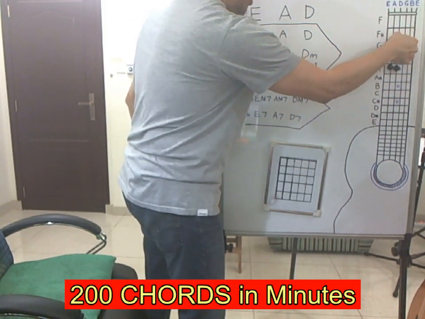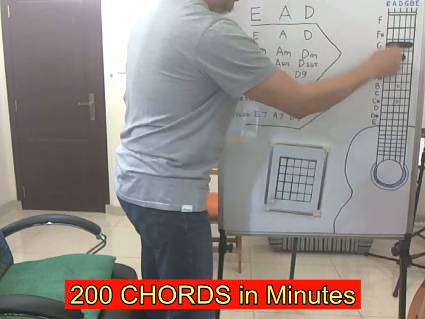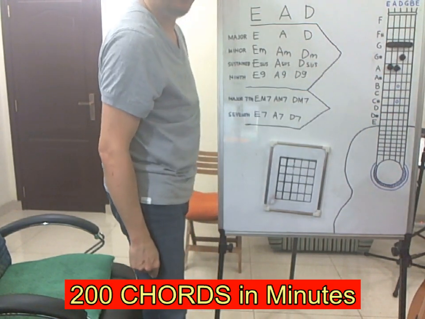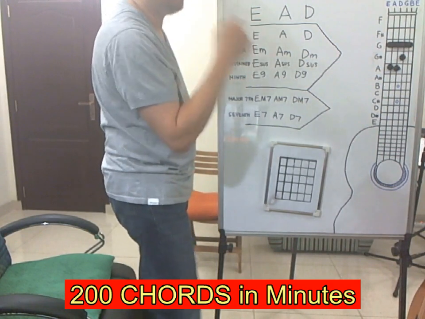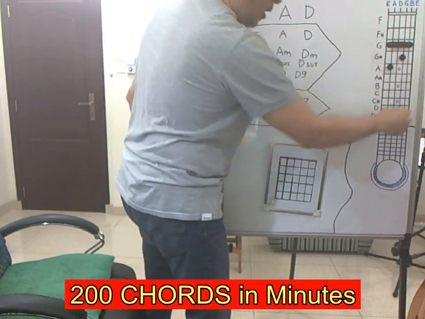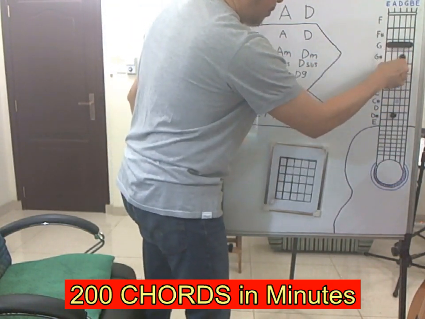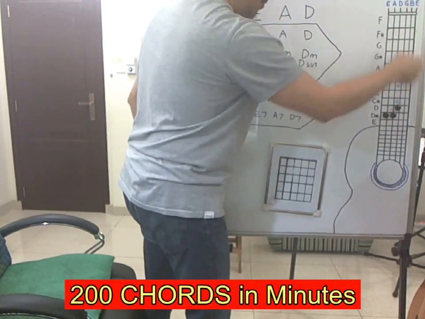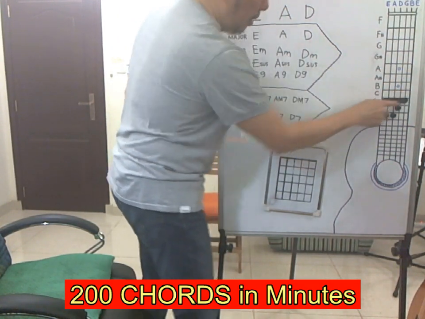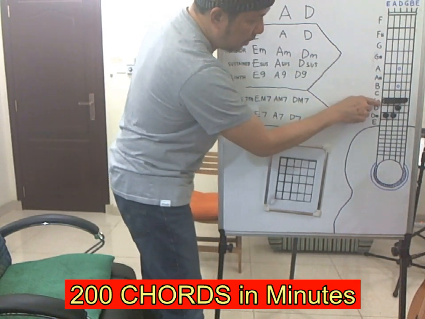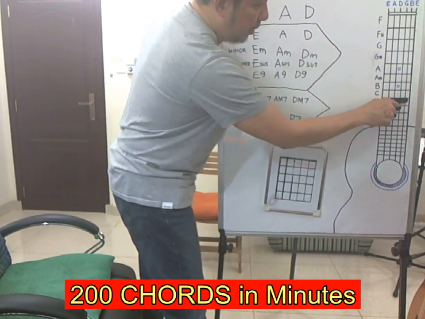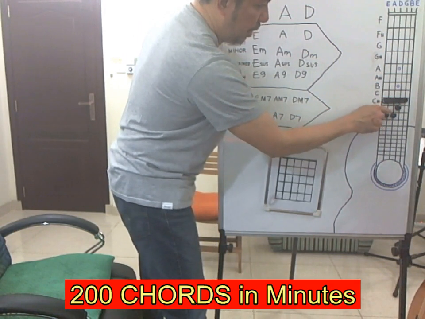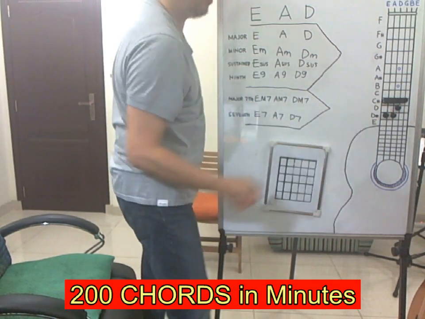So pag binaba mo siya, that is already a G or G major. Okay? So halimbawa dito, gawa ka lang ng E shape. Kahit saan, gawa ka ng E shape. Okay, tignan mo lang. Tumapat siya sa C sharp. So, ibig sabihin, C sharp ito. C sharp major. Same shape, no?